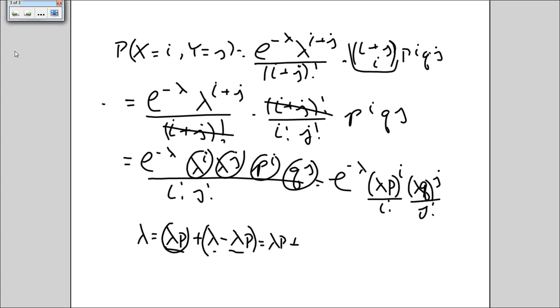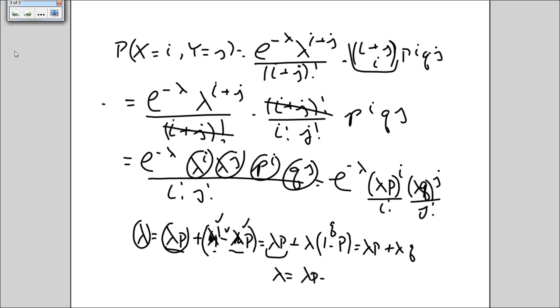In the bracket, I'm going to factor out lambda. This is lambda times 1. I factored out lambda from both terms, so what's left over is a 1, a minus, and a p. For 1 minus p is q. So it's lambda p plus lambda q. That's what lambda is. Lambda is lambda p plus lambda q.